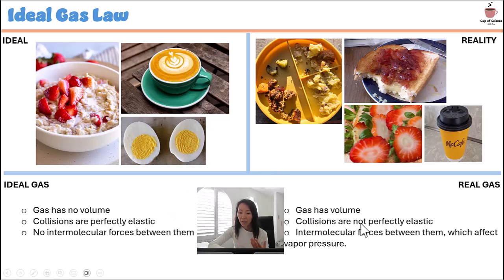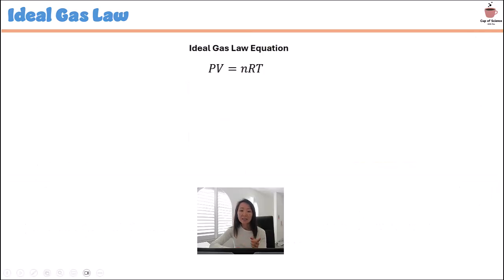It does have volume, and the collisions are not perfectly elastic. They will have intermolecular forces between them, which can affect vapor pressure. Nevertheless, there's an important equation that you should know, and that is the ideal gas law equation. Why do we use this even though all these gases are not technically ideal? This is because it really simplifies the calculation. Although it's not exact, it's very close to the real gas, and we can have a general estimation of how the state of a gas might be through this particular equation.